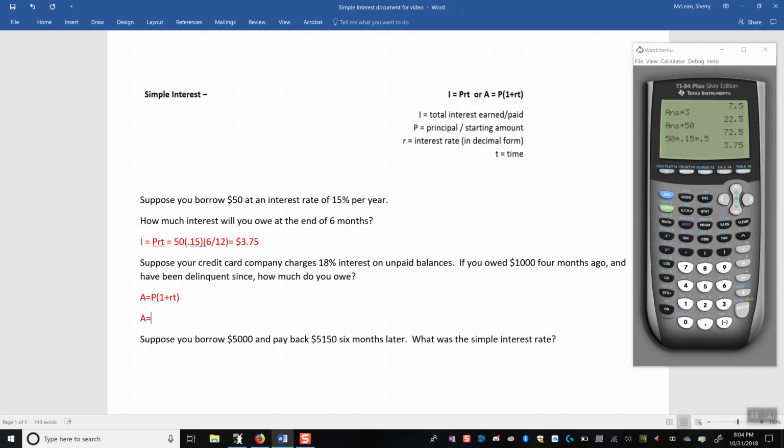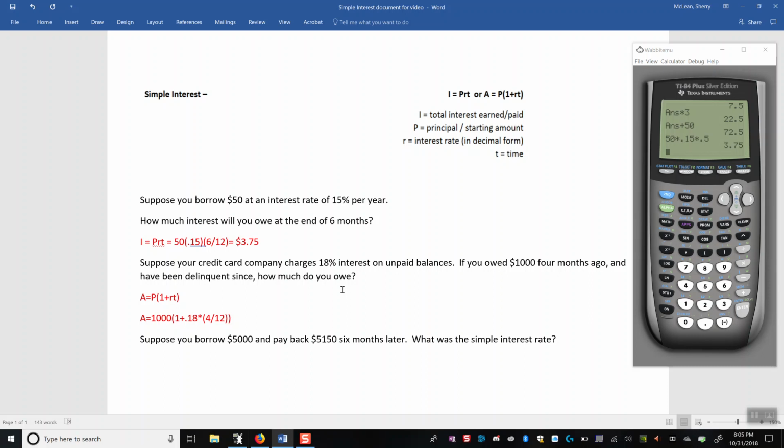The principal or starting value is the $1,000 that we owed. We're going to multiply that times 1 plus my rate, which in this case our interest rate is 18%. And then we want to multiply that by T. Our T is given to us as 4 months, and don't forget we need to change that 4 months into years. So 4 over 12, or 1/3, will give us our final value that we're looking for here.